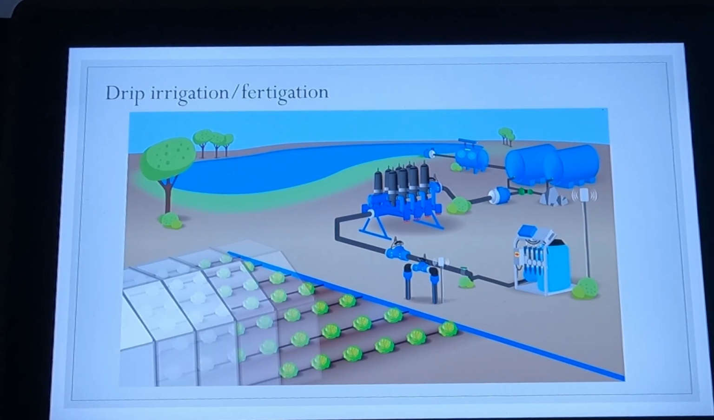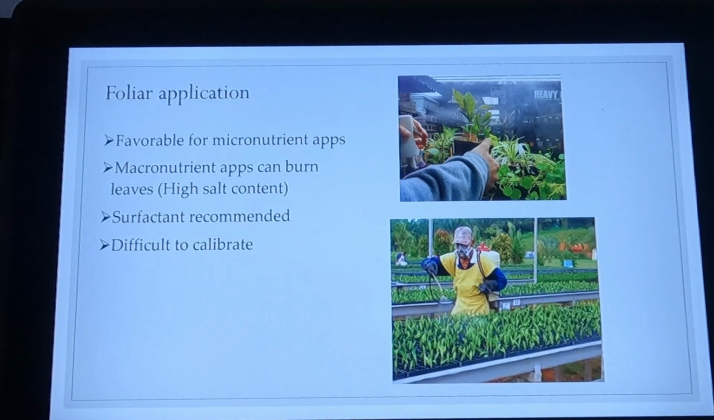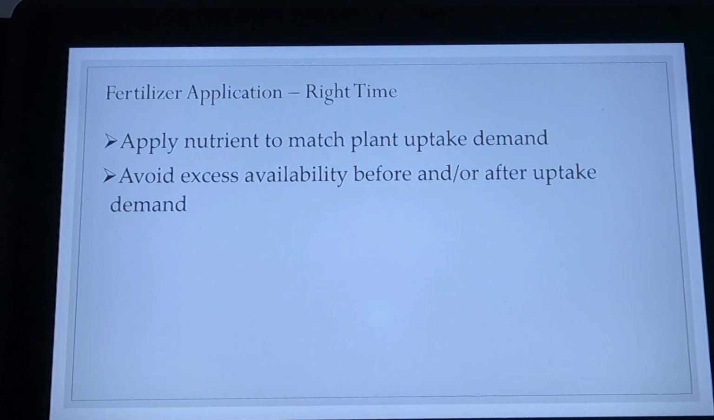That's going to be expensive, but it's going to supply the exact right amount of nutrients to the plant at all times. You minimize any losses, and the plant's not going to lose out on any of that fertilizer. If you can get away from doing foliar application, don't do it. Applying that at the right time is really meeting the plant nutrient demand.